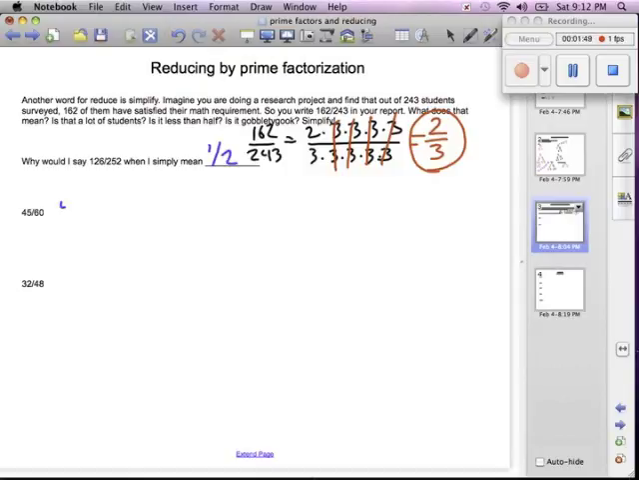So using prime factorization, let's simplify 45 over 60. We've done these before. 45 equals 3 times 3 times 5. 60 equals 2 times 2 times 3 times 5. And 5 over 5 is 1, that goes. 3 over 3 is 1, that goes. And what I have left over is 3 over 2 times 2. Piece of cake. How about 32 over 48?